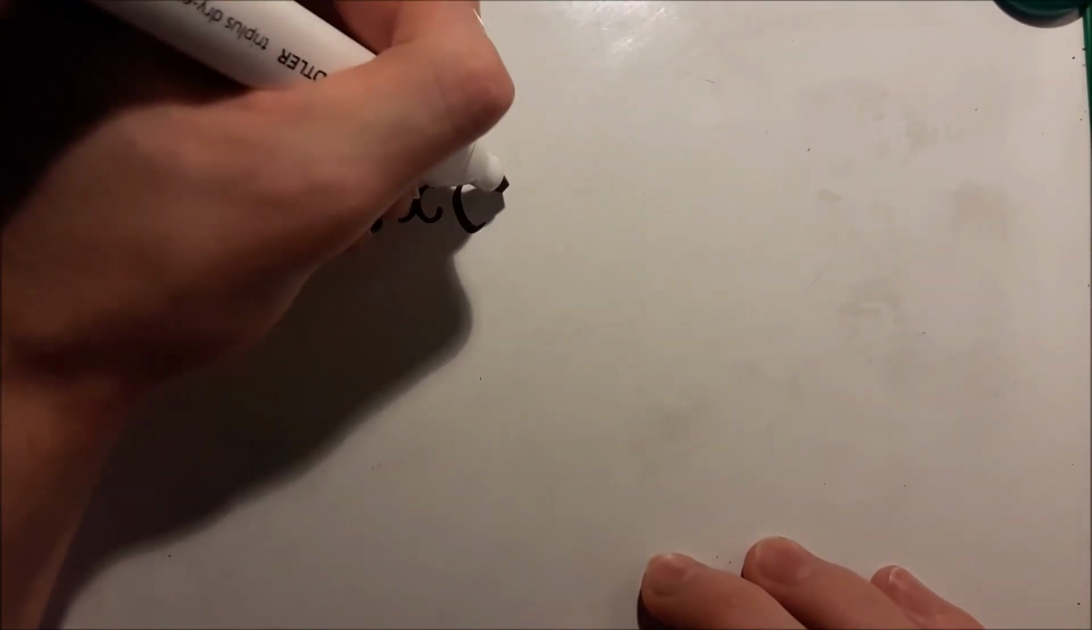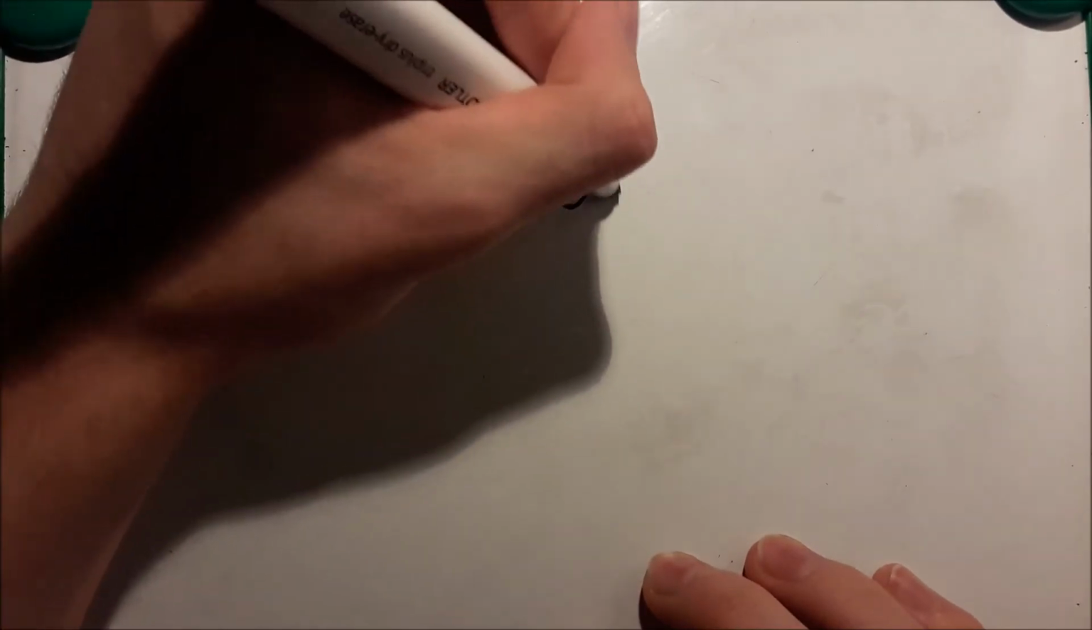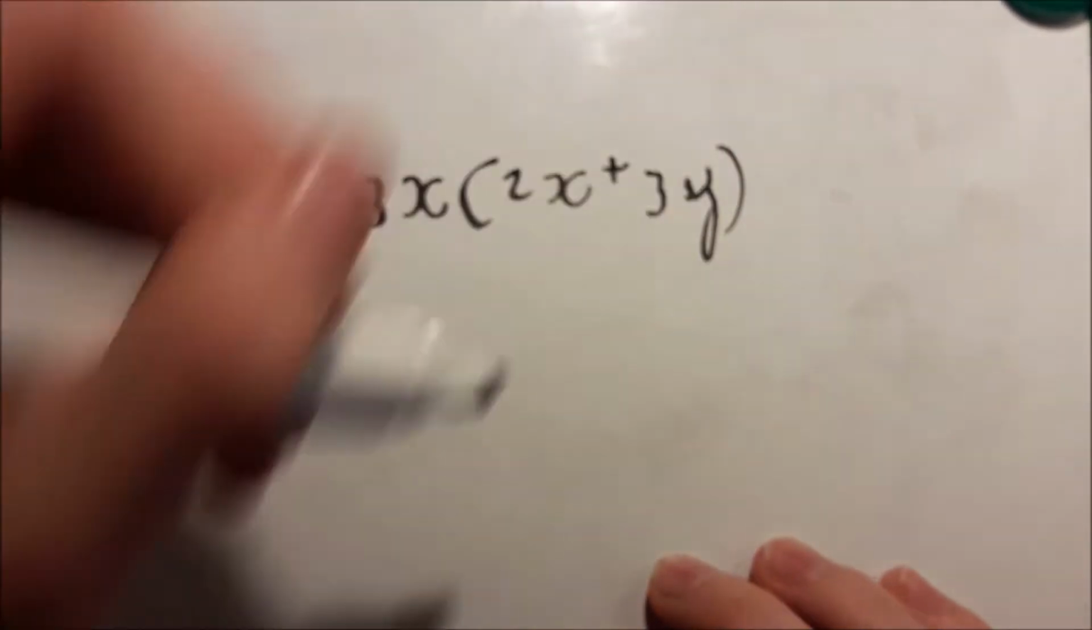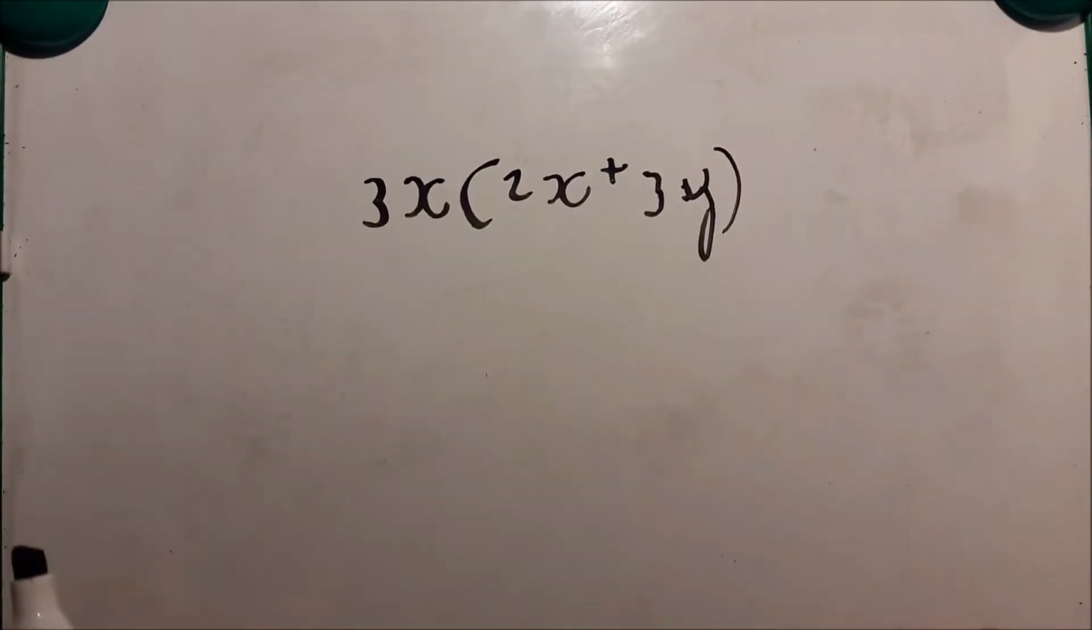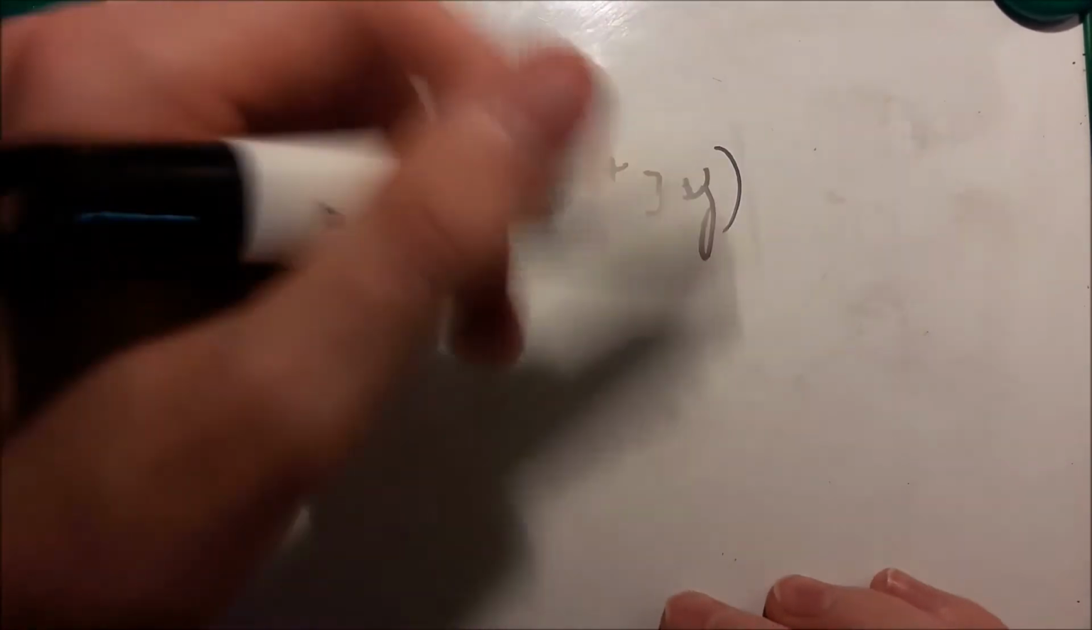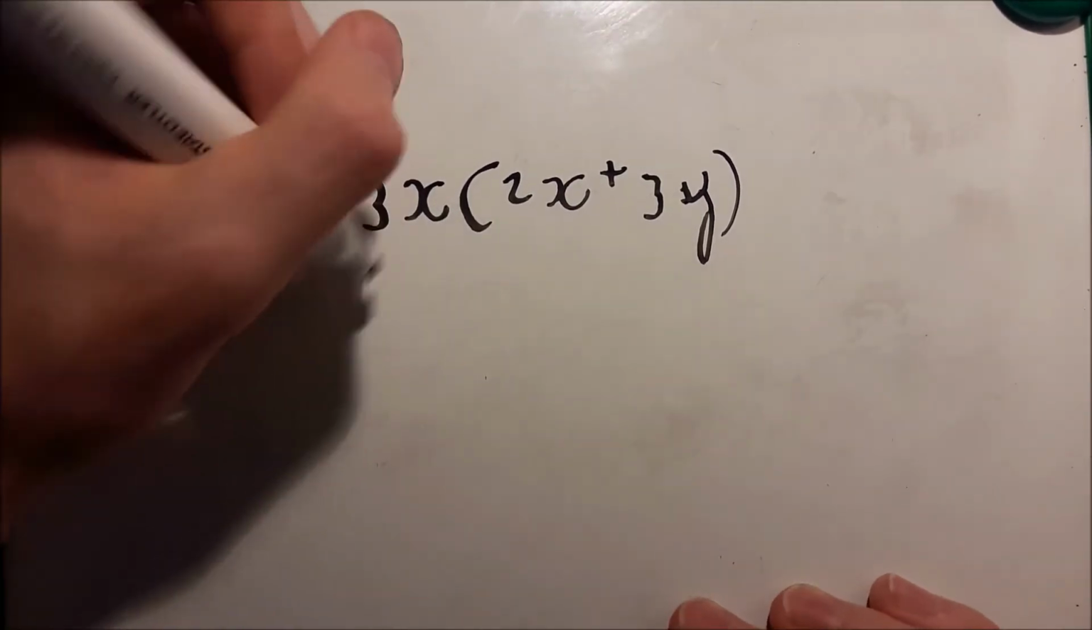Start off with our first sum, and that's going to be 3x and then brackets 2x plus 3y. If you want, you can pause the video now and quickly do the sum, but I'll explain it just now. Okay, so let's remember that now we're timesing into the brackets.